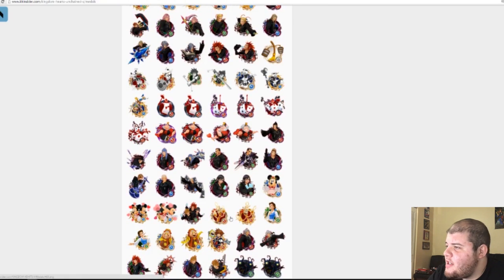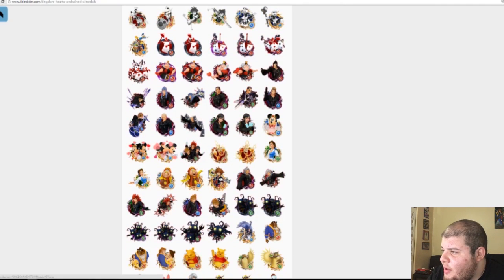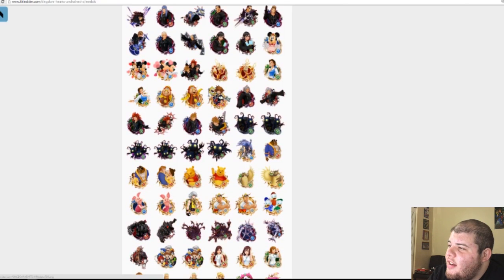And you have all the Organization members. I have not gotten one of these Organization team members, and I really want the Roxas one. Look at that, you got Roxas there. But a lot of cool medals I'm missing out on. Look, illustration Ansem, illustration Riku. I really like the illustration ones because I feel like they're more collectible medals.